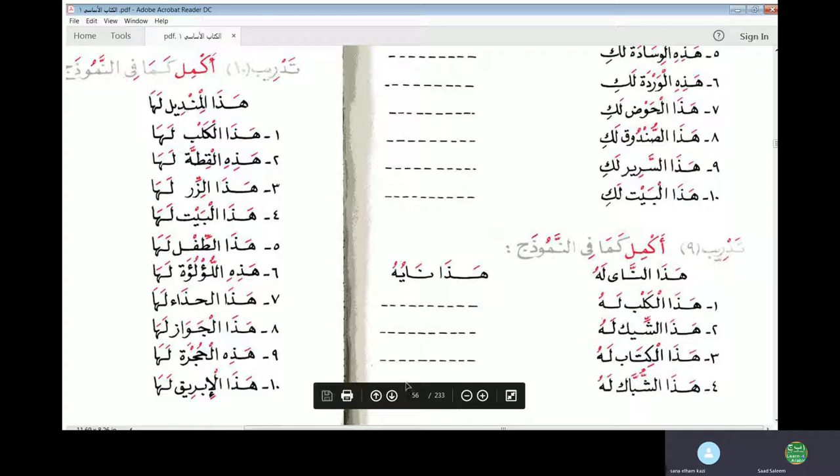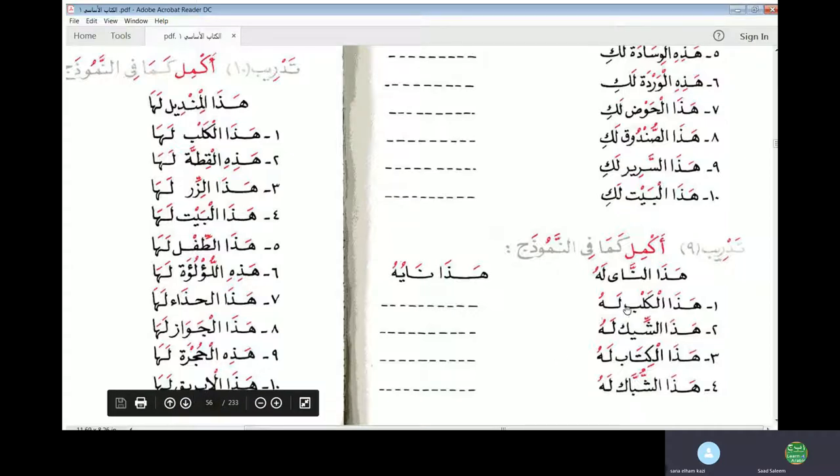هذا الكلب له. This dog belongs to him. هذا كلبه. This is his dog. هذا الشيك له. What is that? Check. The check that we use to draw money from the bank. This check belongs to him. هذا شيكه. This is his check.